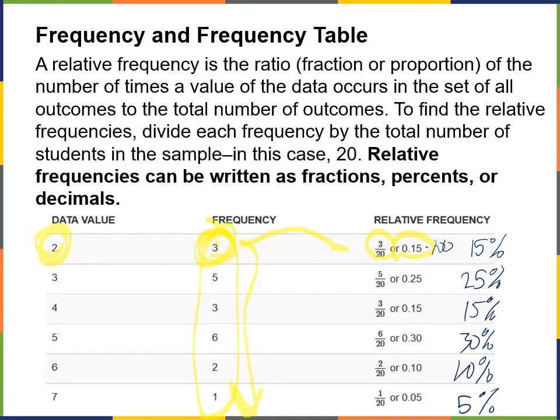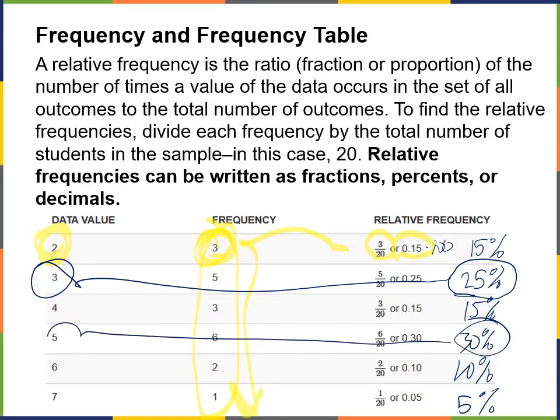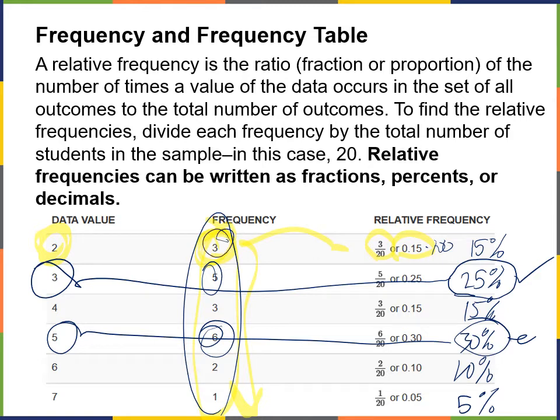So I could say 25% of my students worked 3 hours. 30% of my students worked 5 hours. And it's still giving you the same information here. The most was right here, 30%. The second most was right here, 25%. But by looking at the percent, you're seeing how each one of these frequencies relates to the entire set. And that's called a relative frequency.